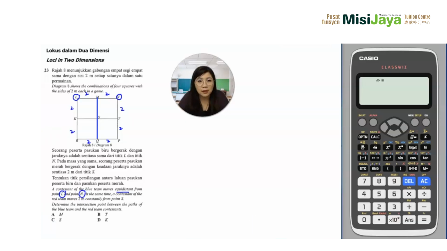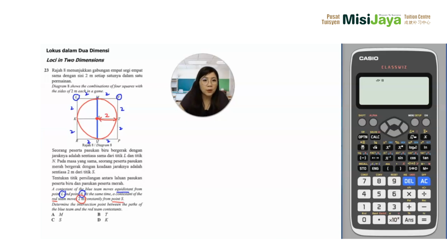So what else do they say? At the same time, a contestant of the red team moves 2 meters constantly from point S. So it's 2 meters from one point, so the locus is a circle. Where is S? S here, so we treat this as the center of the circle. So it's going to be 2 meters from S. Okay, so this is a circle, yeah? From here to here, the radius is 2 meters.